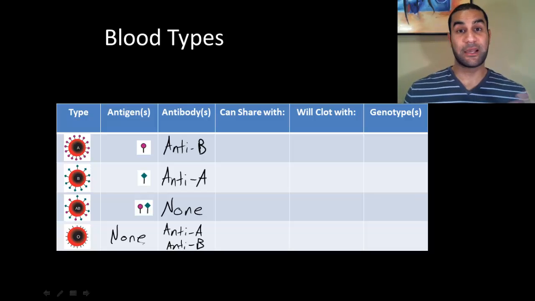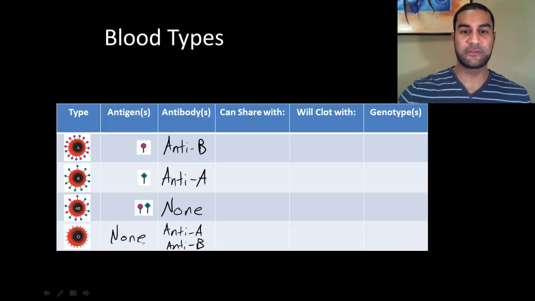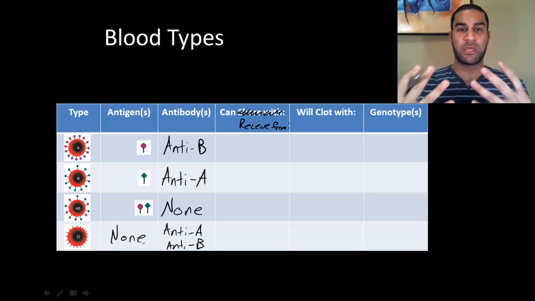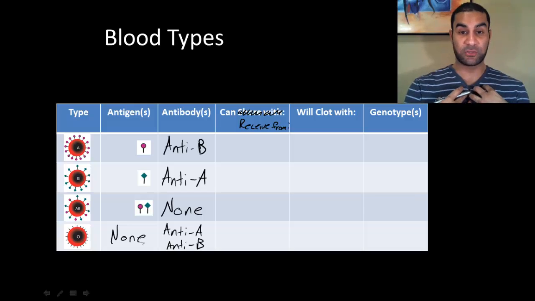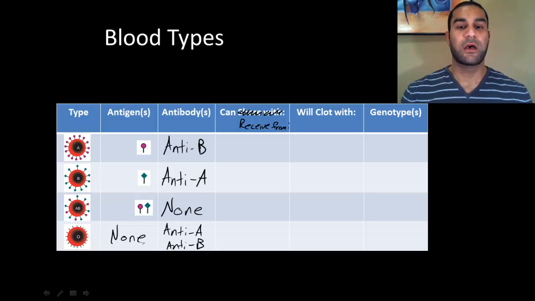Alright, so now let's see how we can mix it together. I'm going to fix this. Instead of saying can share with, I'm going to change this to can receive from. We can talk about who you can share with as well, but I think it'll make more sense if we just focus on you as an individual, who you can get your blood from. Okay, so let's talk about who each of these can receive their own blood from.